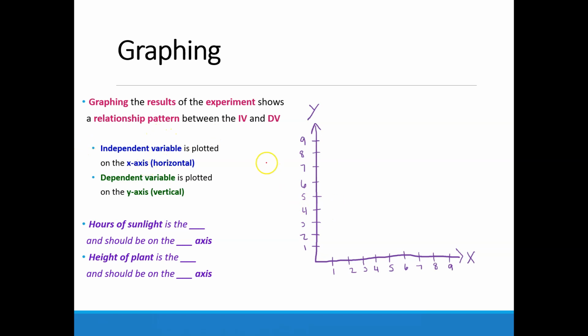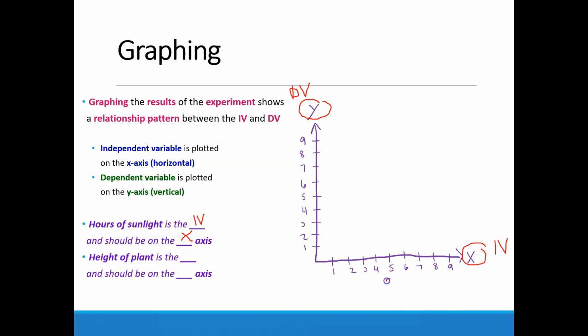Now, the independent variable always gets plotted on the x-axis. So this is our independent variable, which is the horizontal axis. And the dependent variable always gets plotted on the y-axis, which is our vertical up-down axis. So again, the hours of sunlight, that's what we could change on purpose. So that was our independent variable. So we put that on the x-axis.